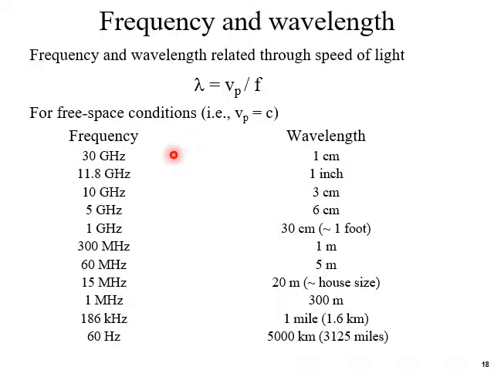This is the relationship between frequency and wavelength. So 30 gigahertz means 1 centimeter wavelength, 11.8 gigahertz means nearly 1 inch, 10 gigahertz means 3 centimeter. For 60 hertz, the corresponding wavelength is almost 5000 kilometer. 186 kilohertz means 1 mile or almost 1.6 kilometer. So in this way, you have the variation of frequency and wavelength. And as you can see, for the lower frequency range the corresponding wavelength is enormous, so it is impossible for us to build this type of antenna.